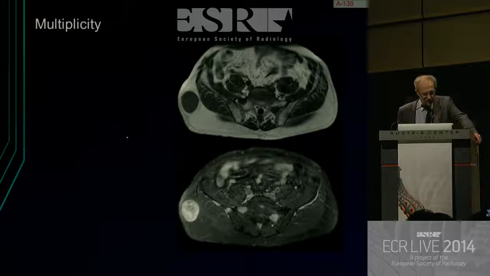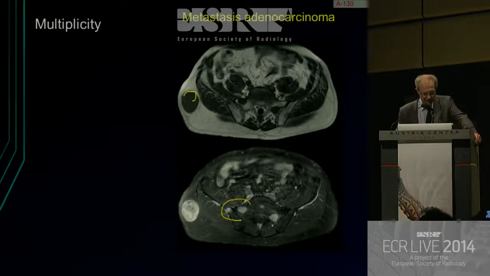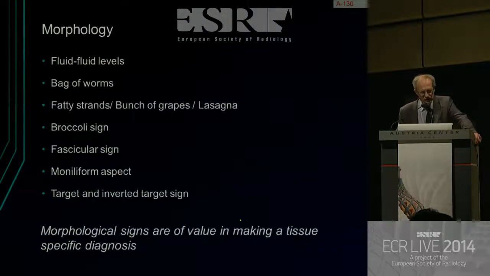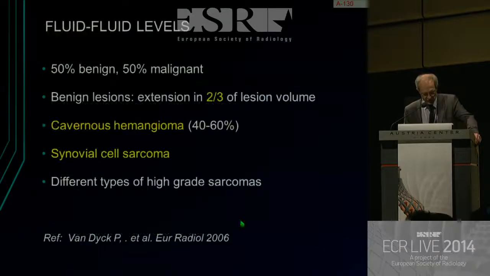Multiplicity, think of any soft tissue sarcoma, but when you have a combination of soft tissue lesions with bone lesions, think of metastasis and not of a primary soft tissue sarcoma. This is more frequent. And now we continue with morphology, specific morphology which can help you make the diagnosis.